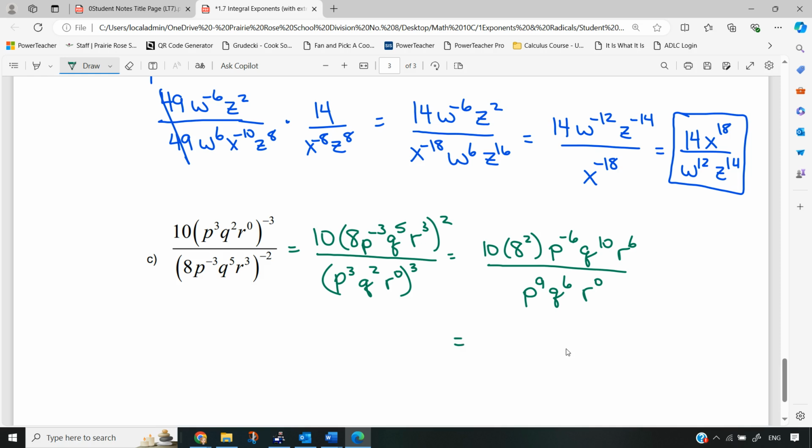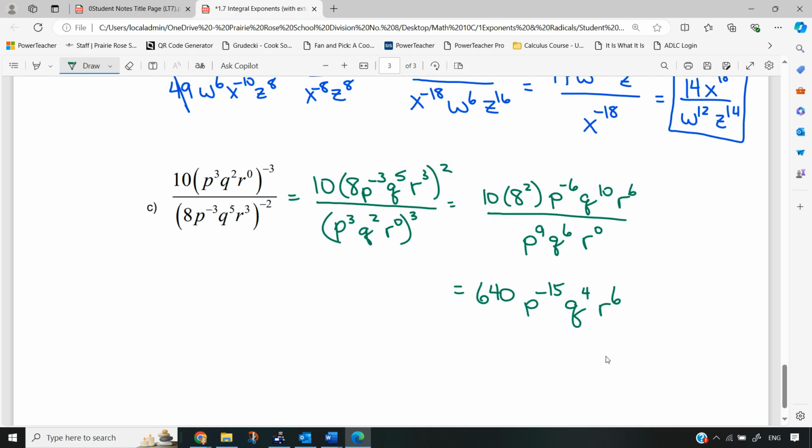Now 8 squared is 64 times 10 will be 640. p to the negative 6 over p to the 9, so negative 6 minus 9 is negative 15. q to the 10 divided by q to the 6, so q to the 4. And then 6 minus 0 is 6.